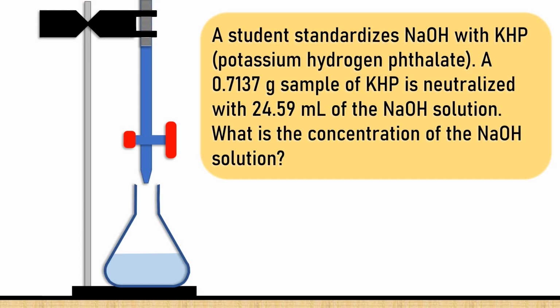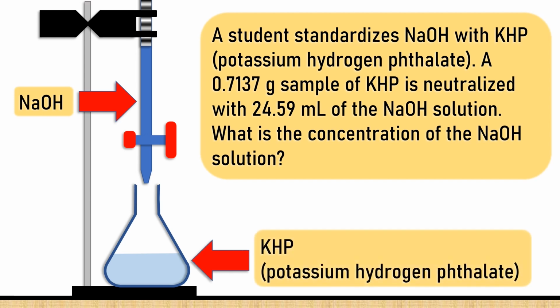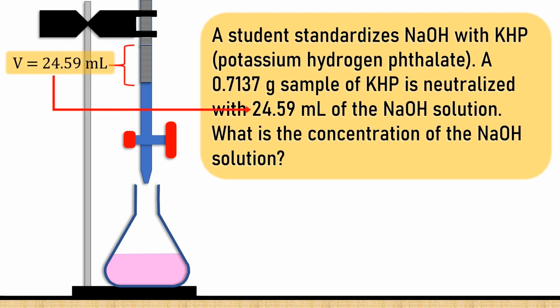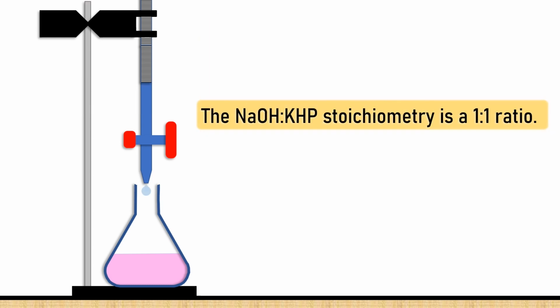A student standardizes an NaOH solution with KHP, potassium hydrogen phthalate. A 0.7137 gram sample of KHP is neutralized with 24.59 milliliters of the NaOH solution. What is the concentration of the NaOH solution? The NaOH KHP stoichiometry is a 1-to-1 ratio.